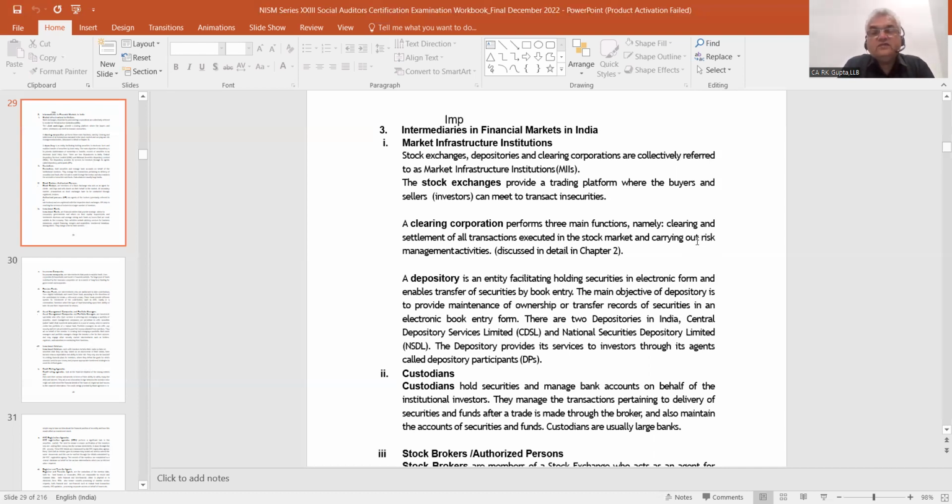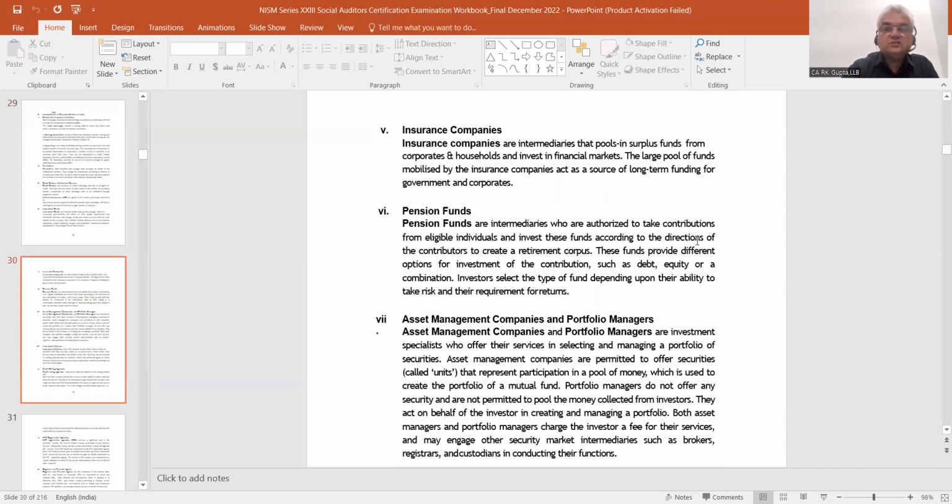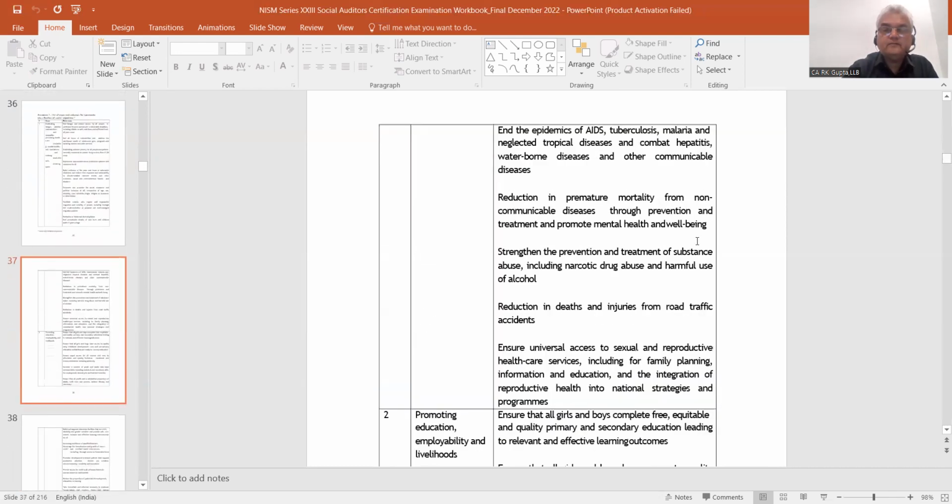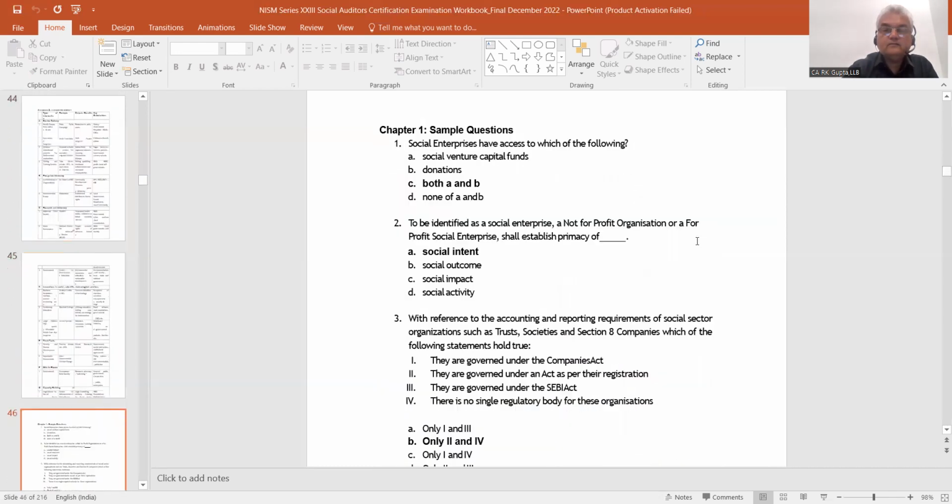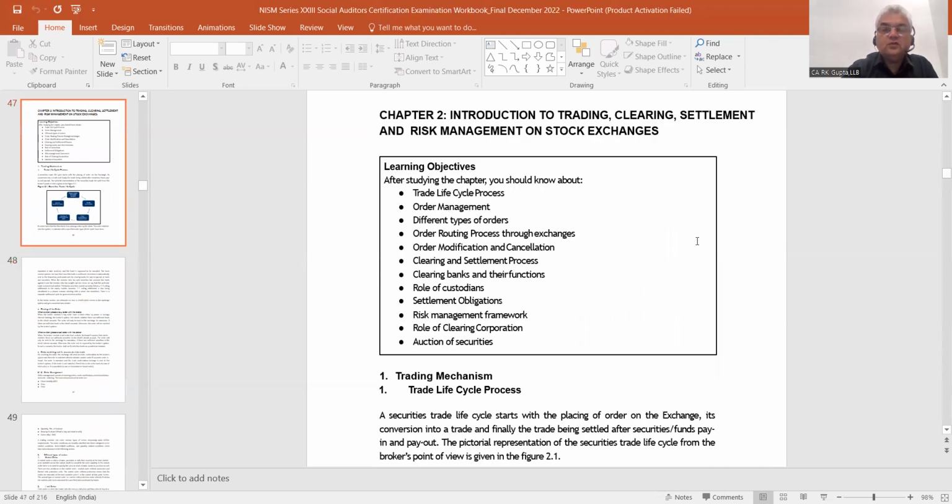Okay, so there is a difference between a depository and a depository participant. So depository participants are agents basically of depositories. There are only two depositories, CDSL and NSDL, and the depository provides the services to investors through its agents called depository participant. So now I think the definition is clear. Let us again move to where we were. I am deliberately going a bit slow so that you can follow the things.